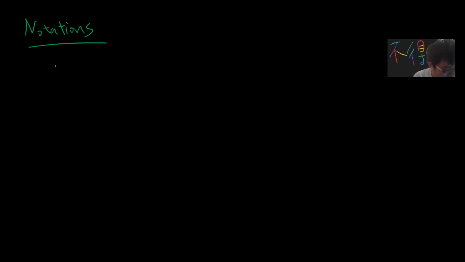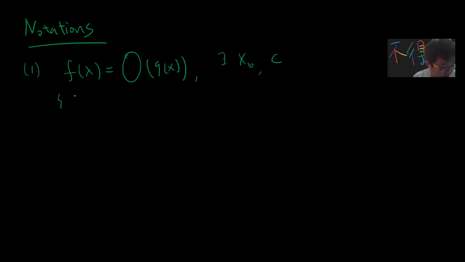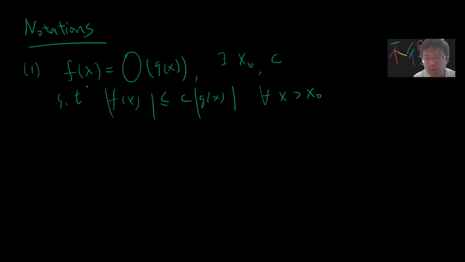So there are big O and small o. The first one is that when I write f equals big O of g of x, it means that there are constants x0 and c, such that f of x is less than or equal to c g of x for every x greater than x0. Basically, when x is large enough, your f of x is bounded by c times g of x.